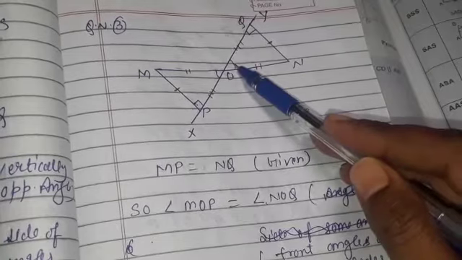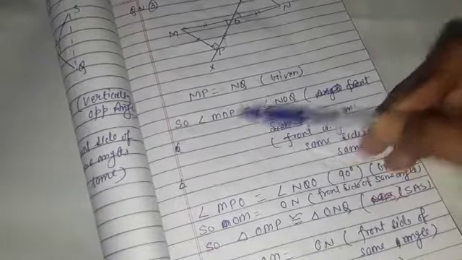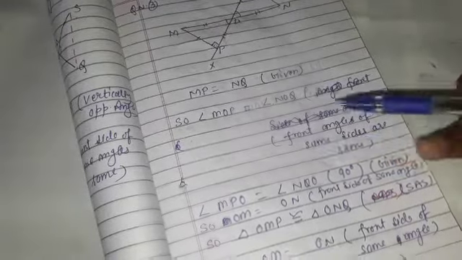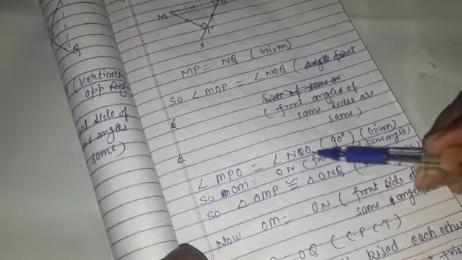So we have one angle here. Now these two angles are equal. And now class, angle MOP equals angle NOQ, and after this, angle MPO equals angle NQO.